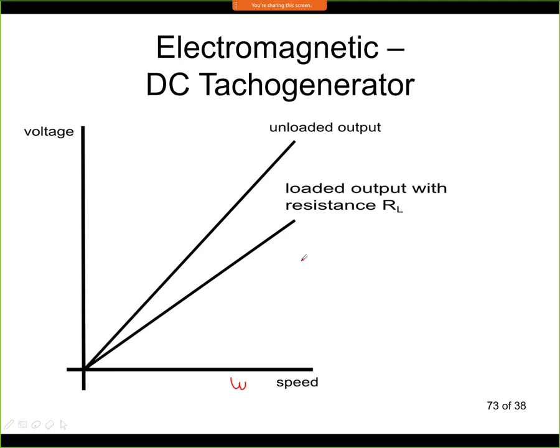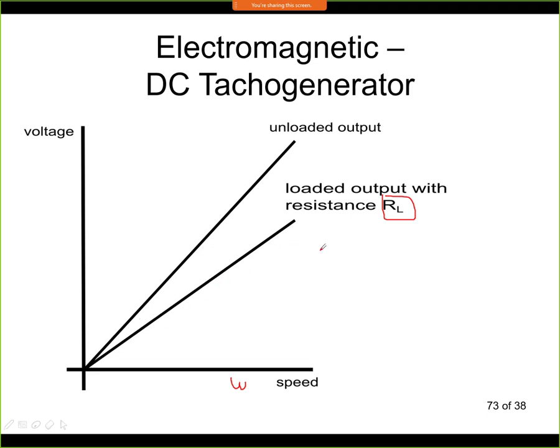Unfortunately, we need to look also at the load resistance that we connect to the output. If it's an unloaded sensor, if the load resistor RL is very high, then we see a linear dependence like this with a larger slope. Now if we load it more, then the slope will actually decrease.